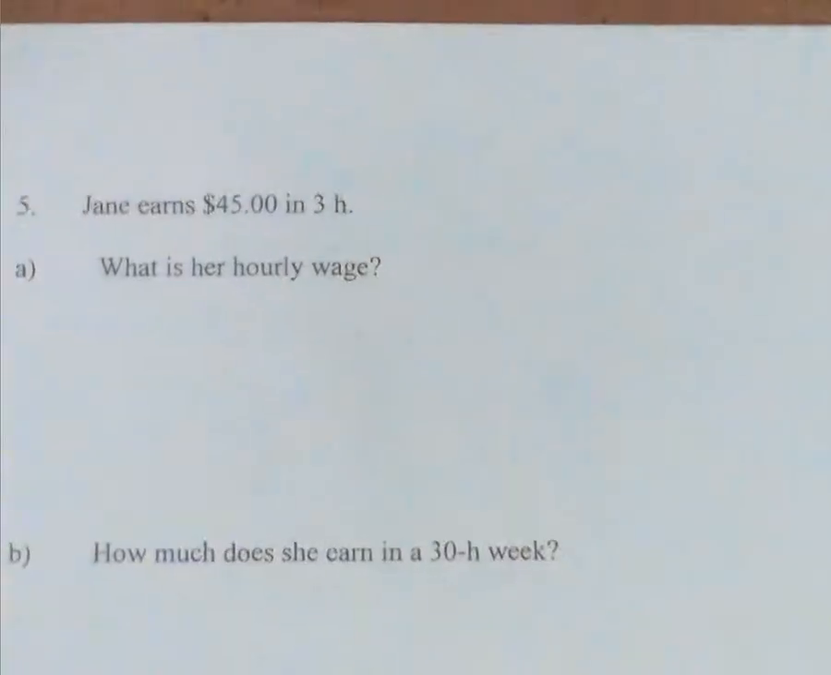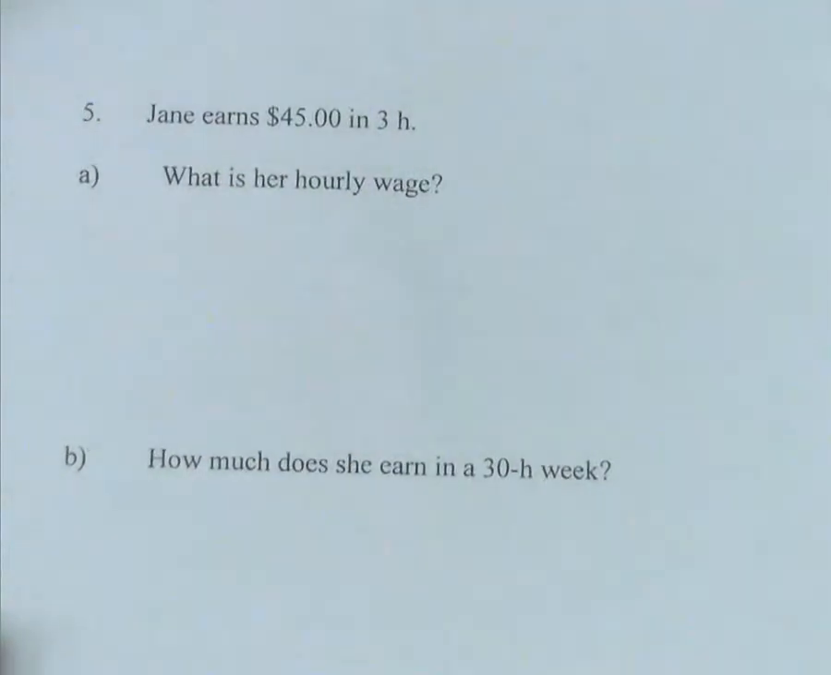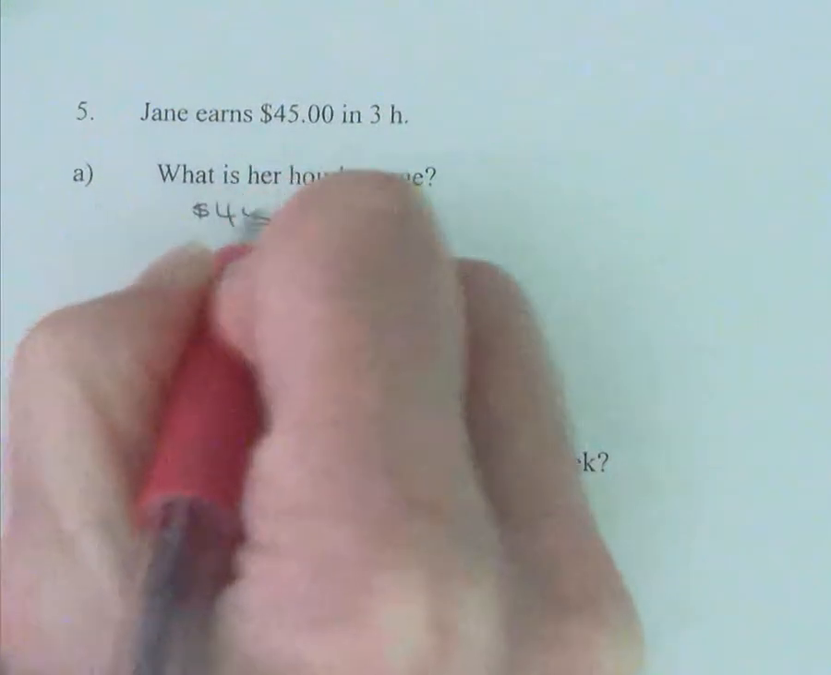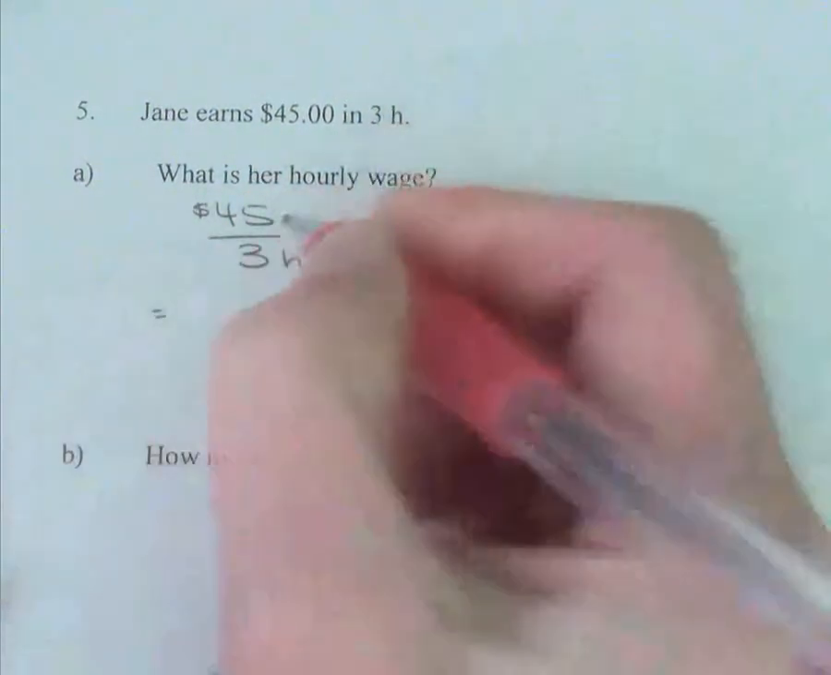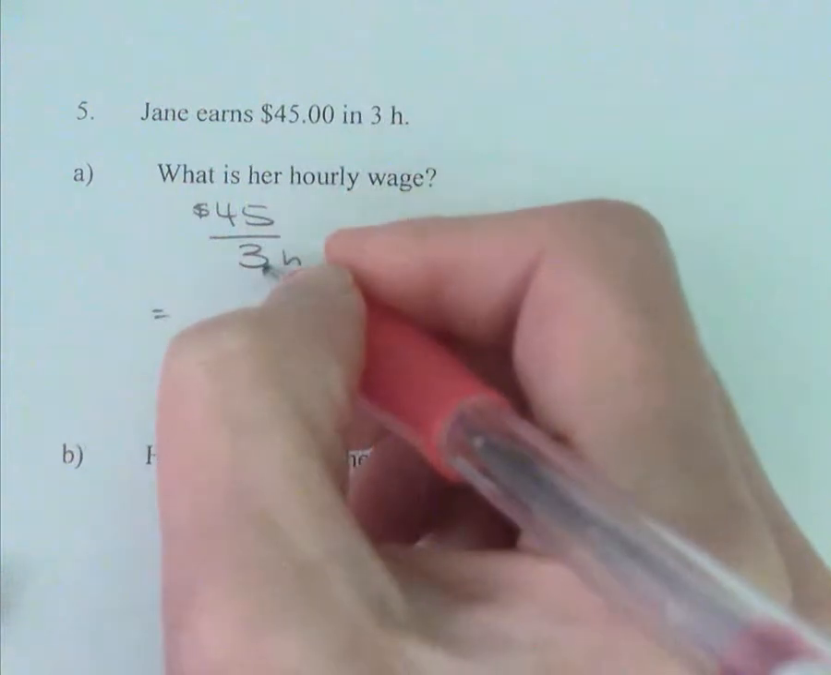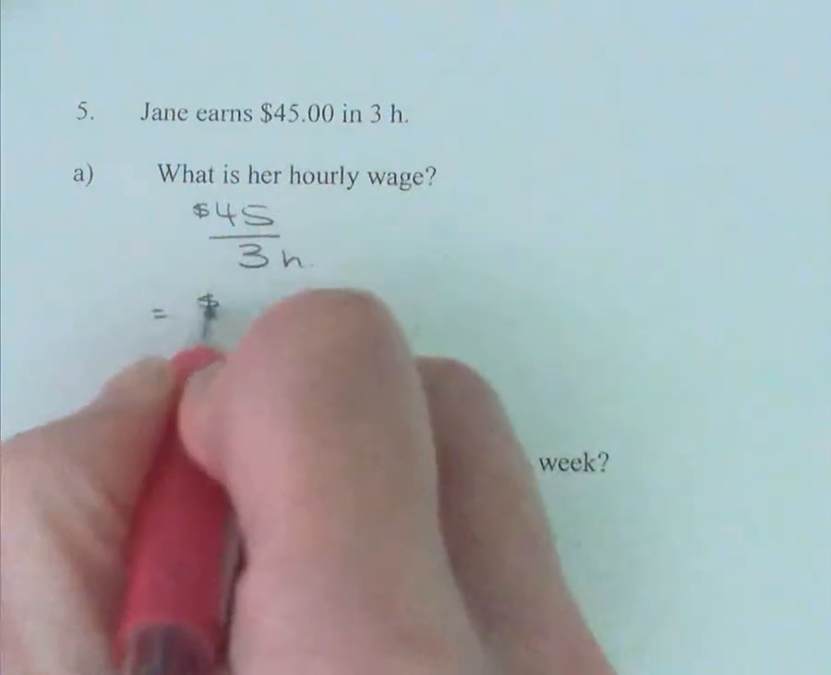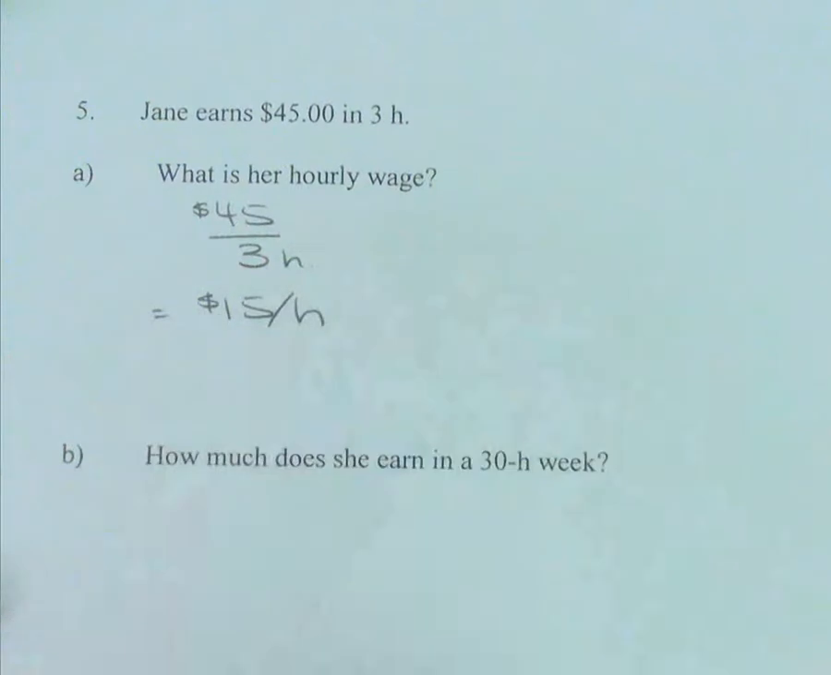Okay, if we keep going, Jane earns $45 in 3 hours. What is her hourly wage? Again, how much is she earning per hour? So I want to know her cost per hour. So if I divide 45 by 3, it means she earns $15 per hour.